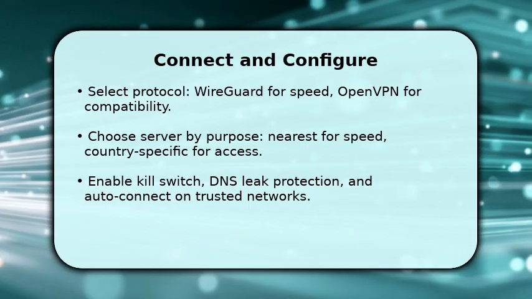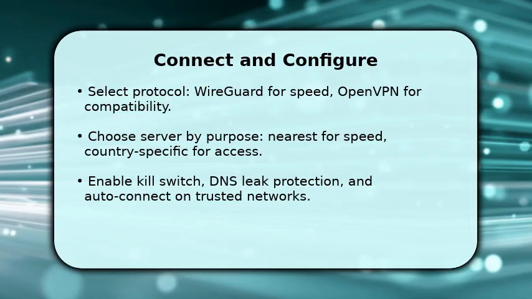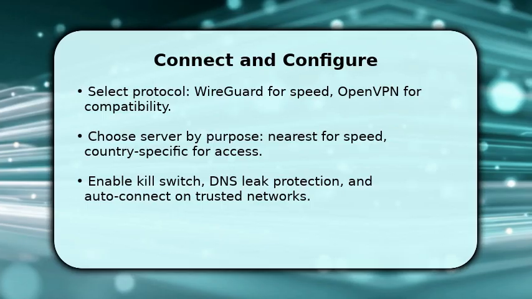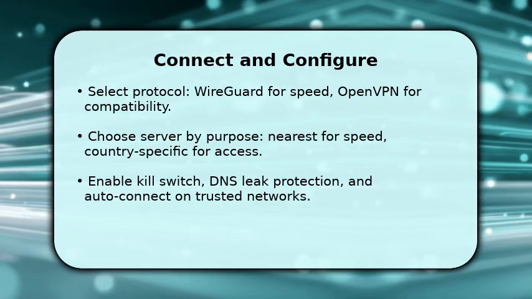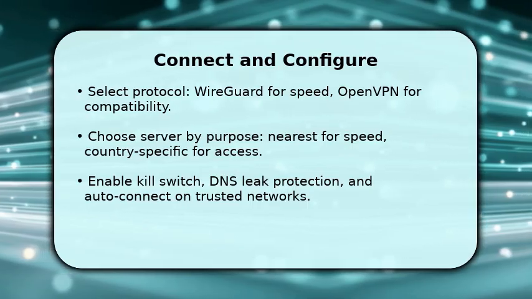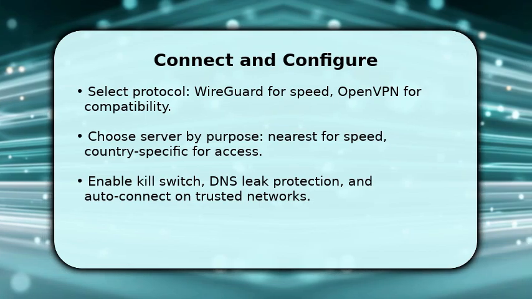Then select a server. Pick a nearby server for lower latency or one in a specific country to access region-locked content. Once connected, enable the kill switch and DNS leak protection so traffic won't leak if the tunnel drops. Also set auto-connect on trusted Wi-Fi so you don't forget to secure future sessions.